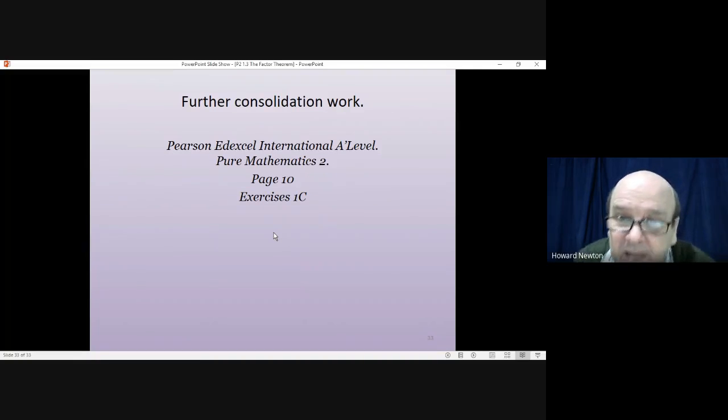Okay, that does get us to the end of the lesson. If you've got the textbook, then turn to page 10 and have a go at exercise 1C.